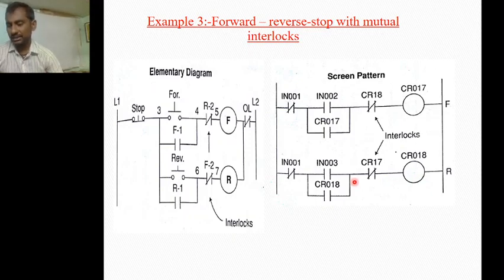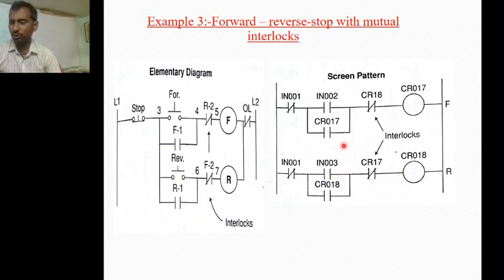Why? Because the CR17 is in open contact, so there is no path for the output. The same explanation can be applicable for the reverse direction also. That means first I want to rotate the motor in the reverse direction.